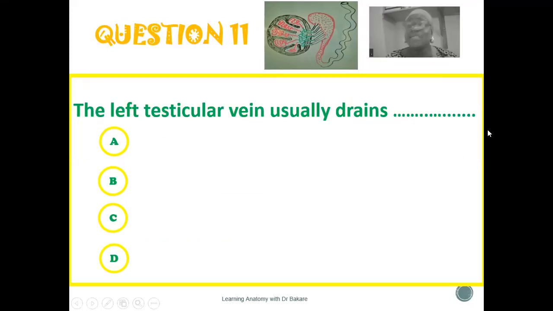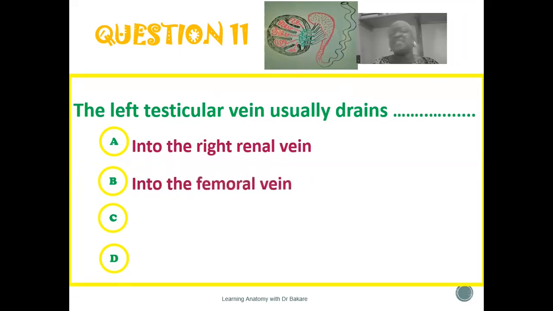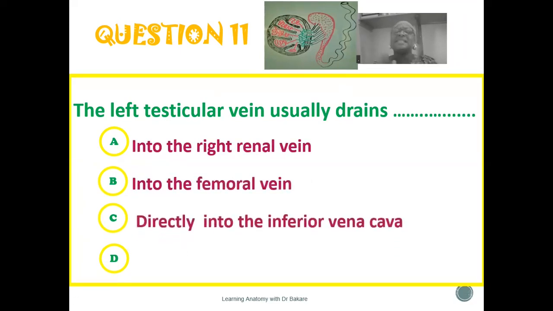The 11th question reads that the left testicular vein usually drains into what? Is it seen to usually drain into the right renal vein? Is it into the femoral vein? Is it directly into the inferior vena cava? Or is it into the left renal vein? So which of these options is correct about where the left testicular vein drains into?